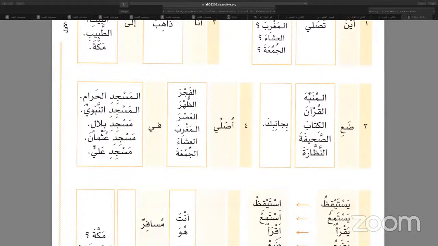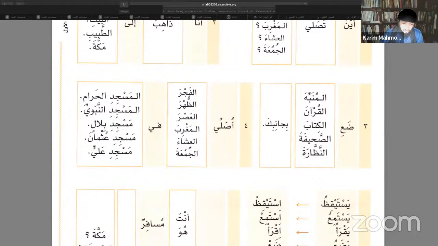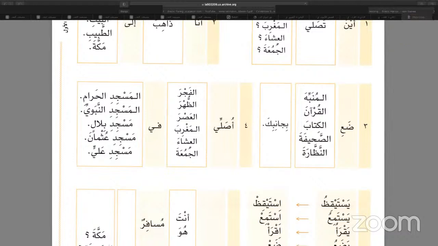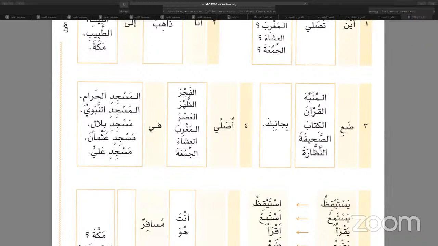I pray in the Masjid of Uthman. Mm-hmm. Very good. Continue. I pray Fajr in... Jumu'ah means Fajr. When I say I'm going to pray Jumu'ah, means I'm going to pray Fajr. Oh, I pray Jumu'ah prayer in Masjid Ali.